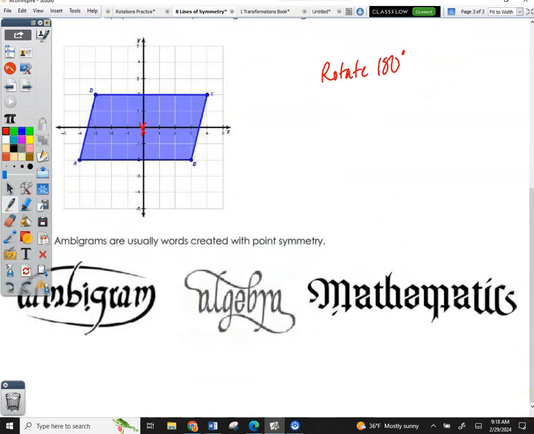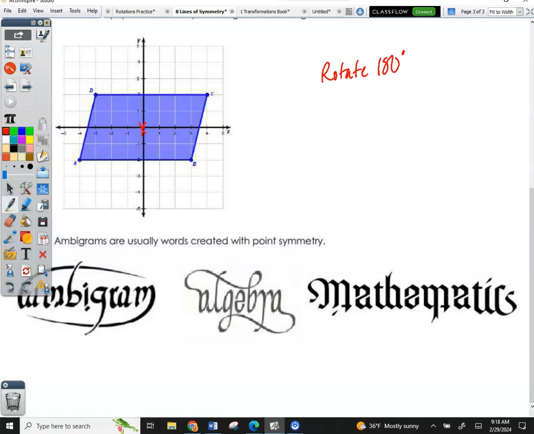Now, here's why this is one of my favorite lessons. Look at the bottom of your paper. You may have probably ignored it because there's no math question. It's just a bunch of pictures. What does the second word say? Algebra. What does the third word say? Mathematics. The first word says ambigram. These are ambigrams. This is when math is in the real world.